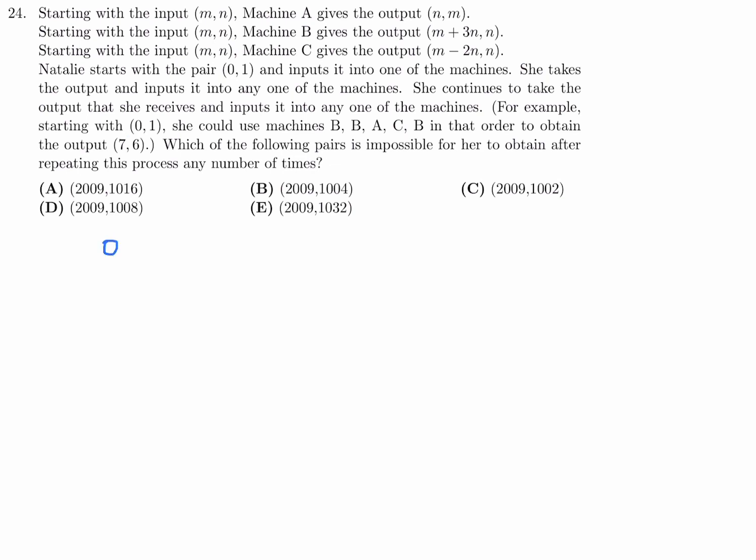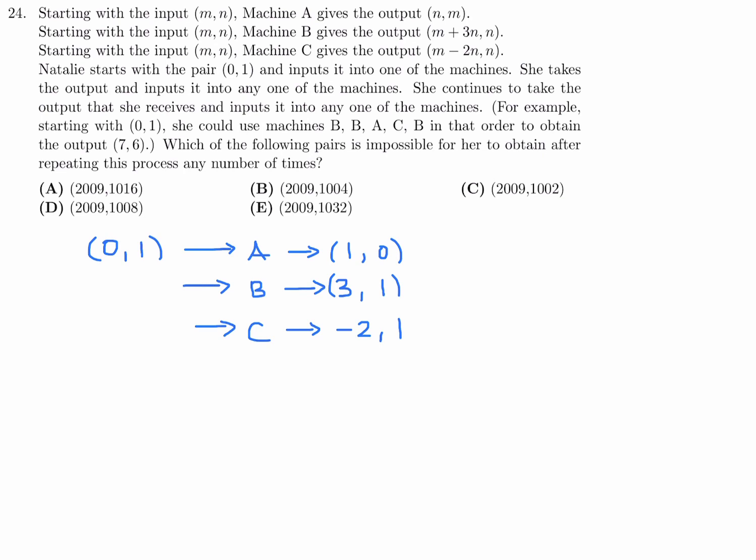Let's start with the pair that they have given us, and let's just see what it looks like. When you put it through A, obviously it just flips. If you put this through B, it will become 3, 1, where this is the formula, m plus 3n, n. And if you put this through C, it will become minus 2, 1, m minus 2n, n. And do you see any kind of pattern? Not really, right? You say, well, I have no idea. This doesn't really help me. So 0, 1 is not really going to be very beneficial to try to look for any kind of scenario.